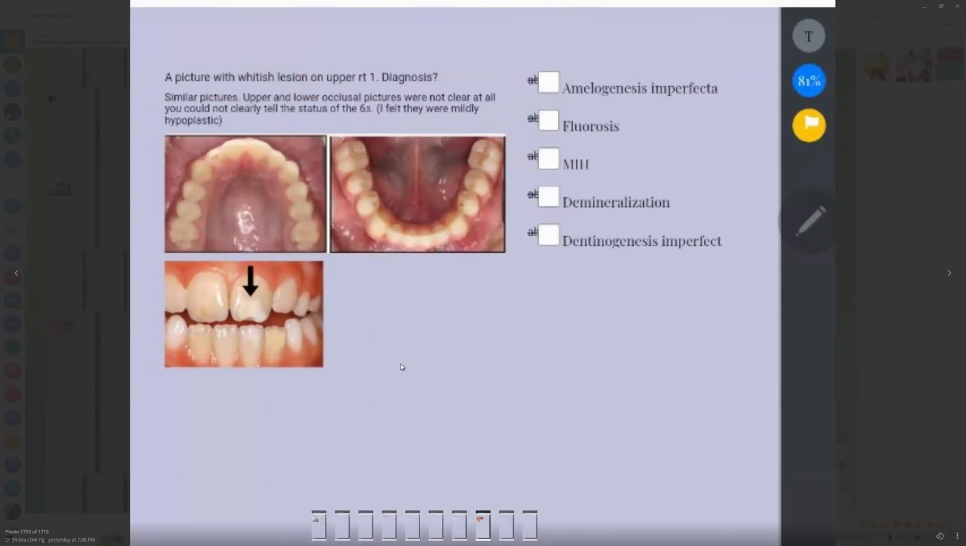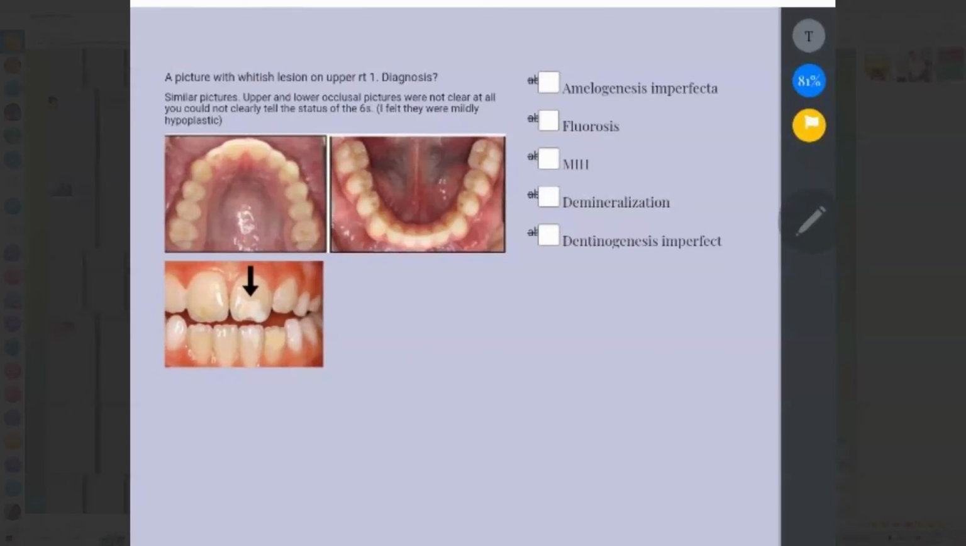A picture with white spot lesion on the upper right, one diagnosis. Similar picture, upper and lower occlusal pictures were not clear at all. You could not clearly tell the status of the sixes. I felt they were mildly hypoplastic. Yeah, if they were hypoplastic, then it's MIH. If the incisors are hypoplastic and the molars are hypoplastic, then it's MIH.